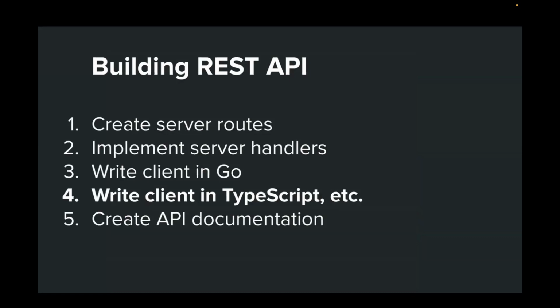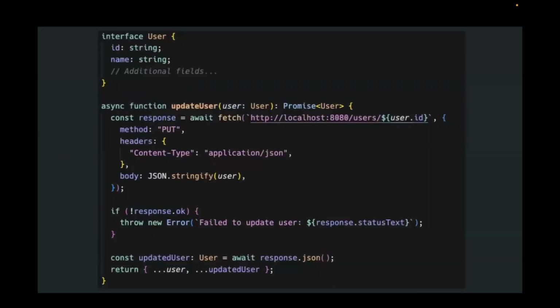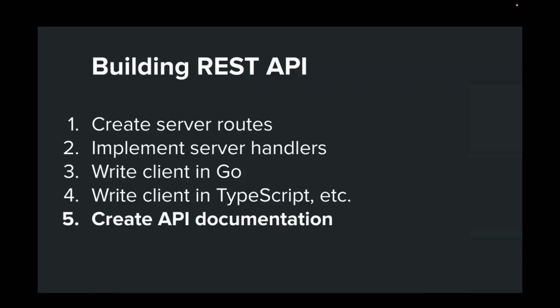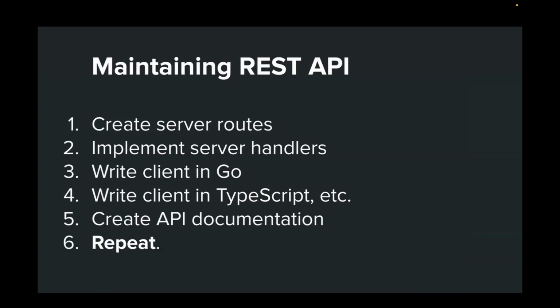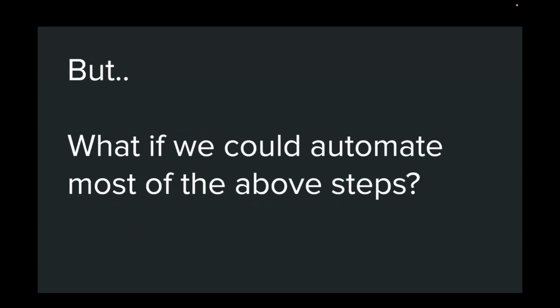And you need to do this for every single language that you want your users to use. So this is, for example, TypeScript, but the concept is the same. Lots of marshalling, lots of unmarshalling. And of course, you will need to maintain your API documentation over time if you don't want to have any angry customers. And when you're maintaining a REST API for a long time, you need to repeat this process every single time you make any changes to the API. But is there any better way?